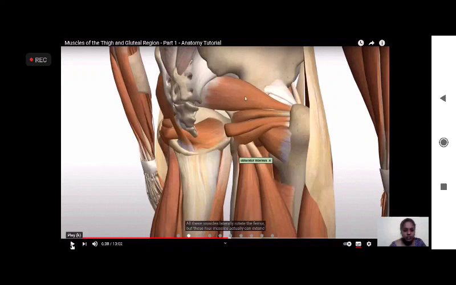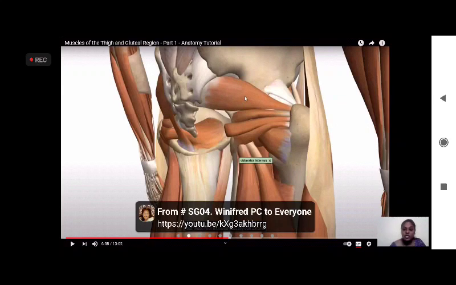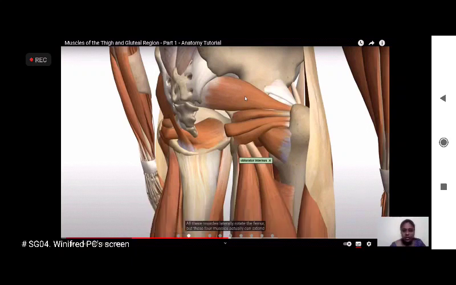Yes, we are seeing the external rotators of the hip joint. First is the piriformis muscle, where the cursor of the video is. Next to it is the superior gemelli, and next to it is the obturator internus, below that is the inferior gemelli, and this is quadratus femoris. All these muscles work as the external rotators of the hip joint.